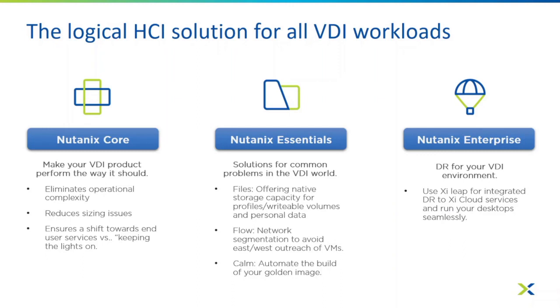Go a step further with automation. Calm is an automation technology, a DevOps technology. With Calm, we can automate the deployment of these hundreds or thousands of desktops. And then the third column, Nutanix Enterprise. Again, as the solution grows, you're going to start looking at things such as disaster recovery. So Xi Leap or Xi Cloud Services allows you to extend the built-in disaster recovery from the Nutanix cluster. So essentially three main components: Nutanix Core, Nutanix Essentials, and Nutanix Enterprise.